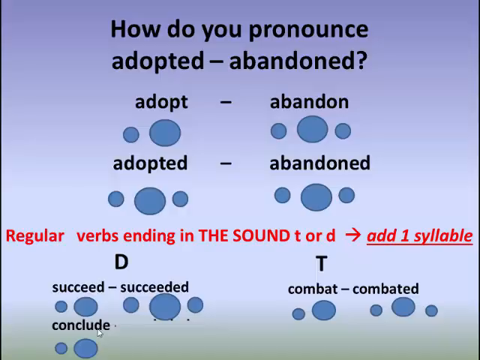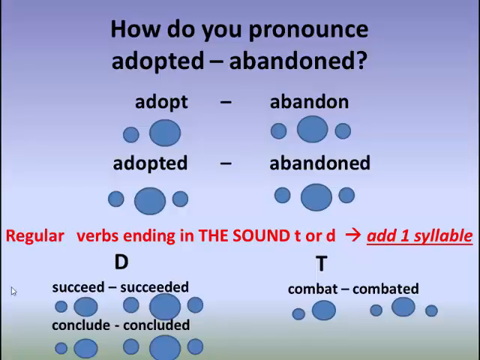So we have a regular verb ending in the sound D. We add a syllable. What is the past of conclude? Concluded, concluded. 3 syllables.